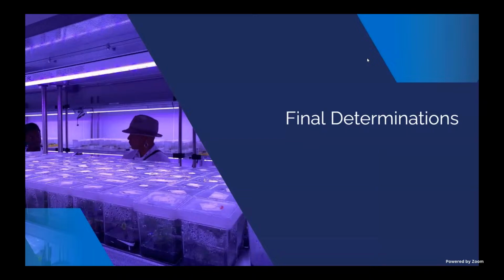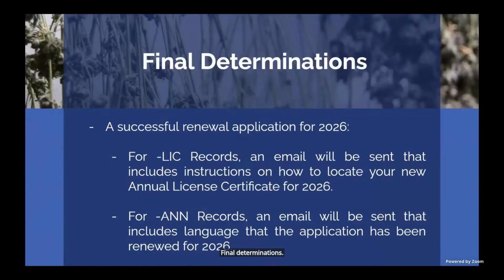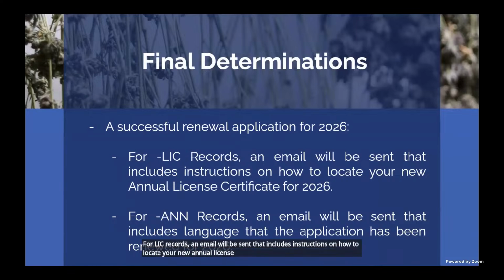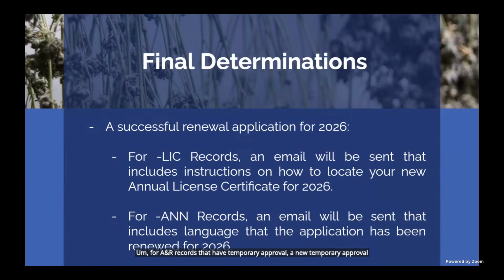Final determinations. A successful renewal application for 2026. For LIC records, an email will be sent that includes instructions on how to locate your new annual license certificate for calendar year 2026. For ANN records, an email will be sent that includes language that the application has been renewed for 2026. For ANN records that have temporary approval, a new temporary approval certificate will be generated.